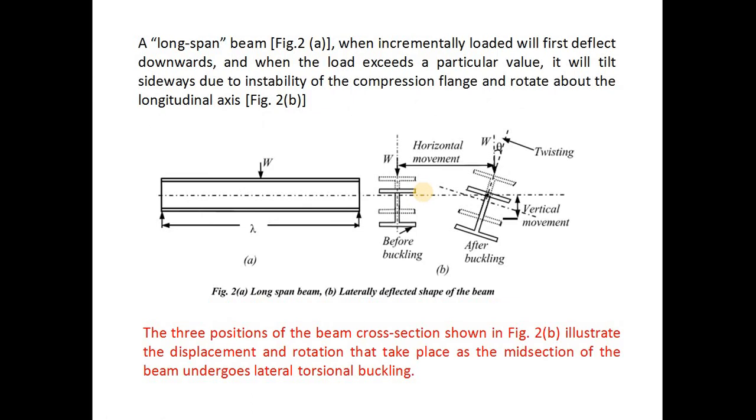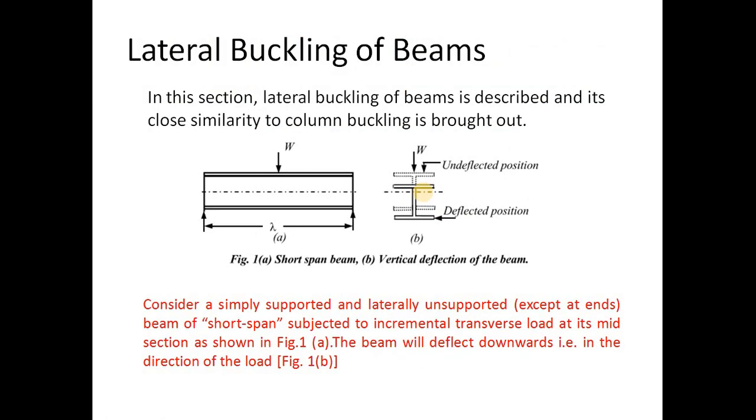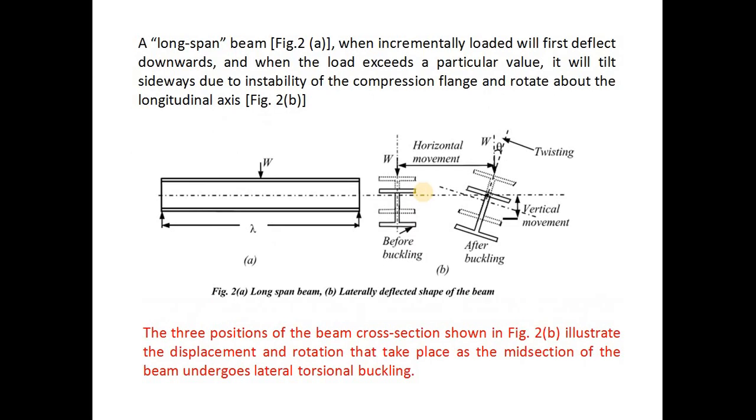Okay, now this was actually the short span, and if I take into consideration a long span, what will happen? The behavior will not be the same. A long span, when incrementally loaded, will first deflect downwards. You can see here, when it is incrementally loaded, this is a long span, the same long beam I have taken, but it's a long span, and when subjected to incremental loading, it will first deflect downwards, and when the load exceeds a particular value, that value we don't know, it will tilt sideways.